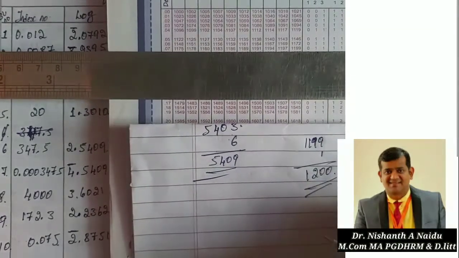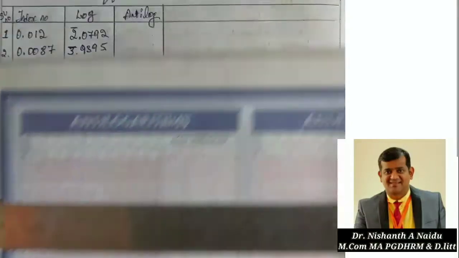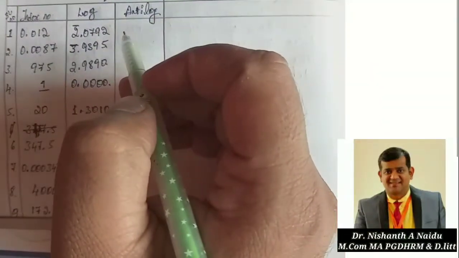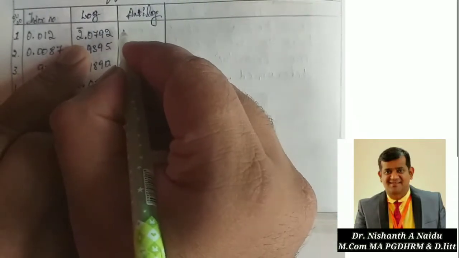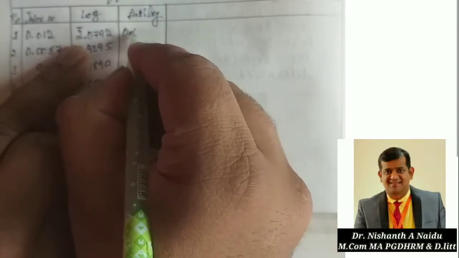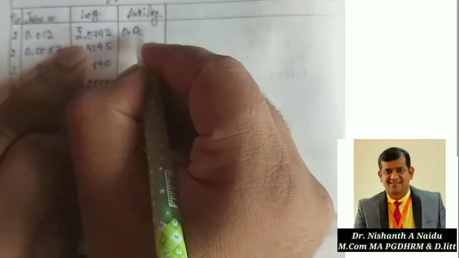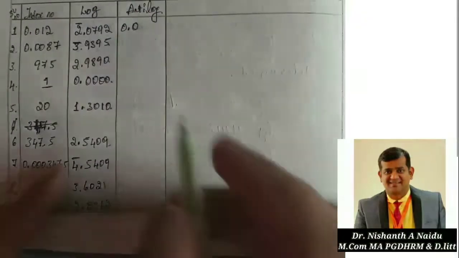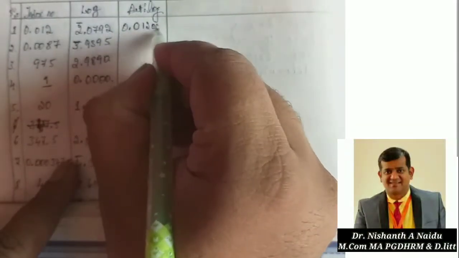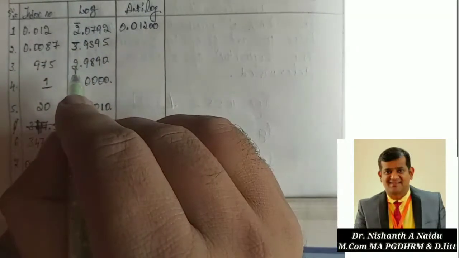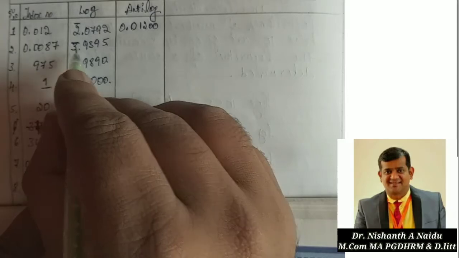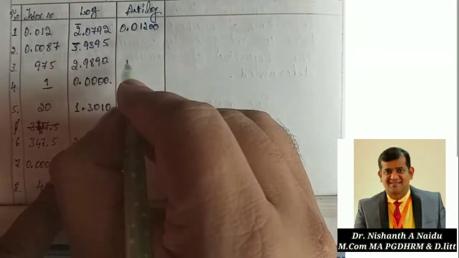Understood? Now I am going to write this here while writing the anti-log. What is the negative? 2. So that means 0.0, and the answer I got here is 1200, because I got minus 2. So minus 2 is equal to 0.0, minus 3 is equal to 0.00. You will get 0.00. Clear? So let me give you that clarity also.